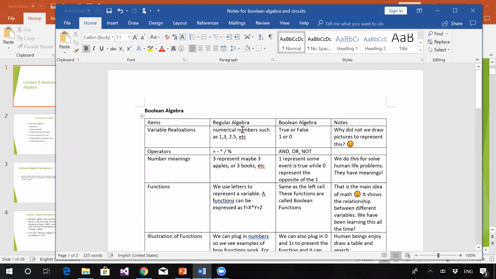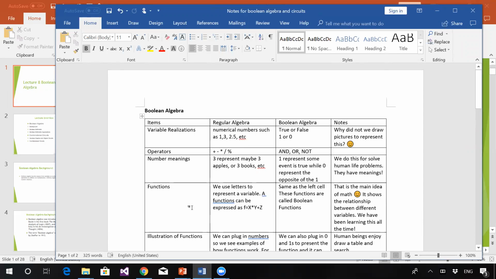We created these numbers throughout history because each of these numbers can represent some real things in our everyday life, such as 3 represents 3 apples, 3 books.